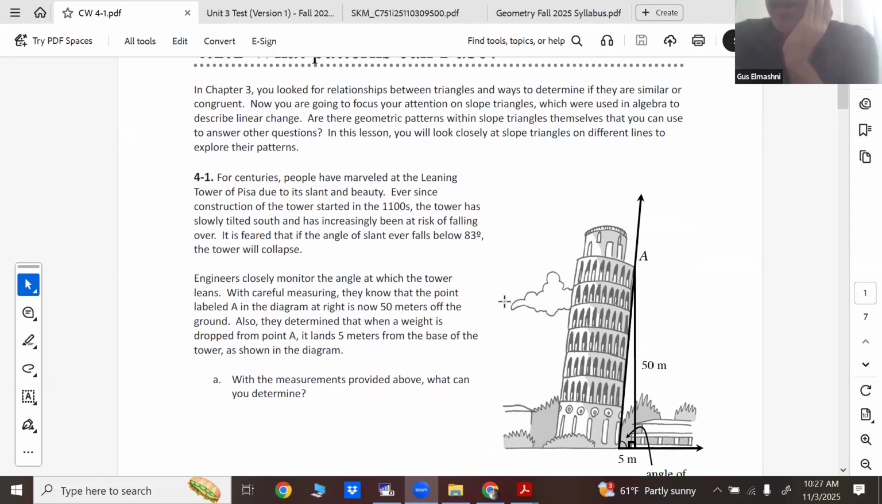Okay. So you can look right here in the diagram. That's the Leaning Tower of Pisa, which is probably a good real-life example to look at because it does lean. It's not a straight-up tower, right?